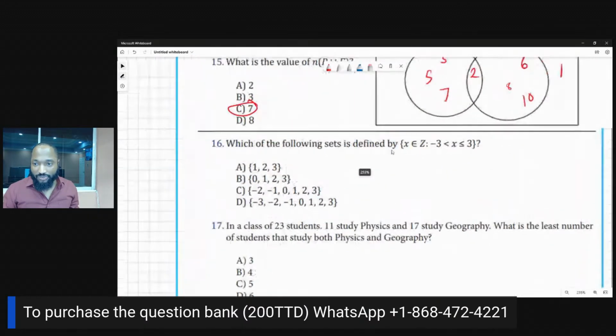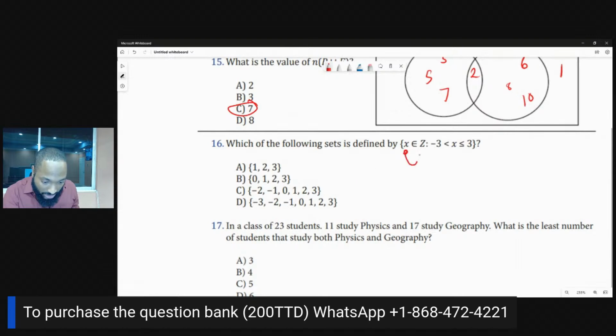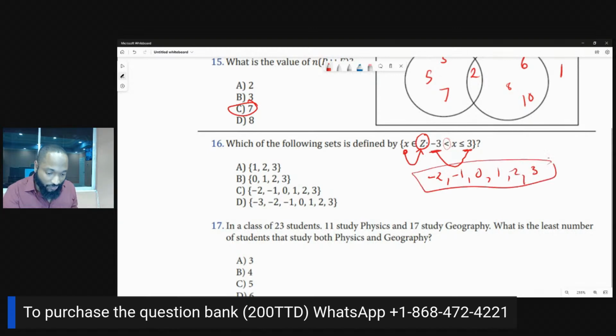Which of the following sets is defined by x belongs to the set of integers and it spans from -3 to 3? But watch this symbol carefully. This means don't bother to include this because it's not equal. It's just more than this. So I need to start at -2, -1, 0, 1, 2, and stop on 3. Include that. So I'm looking for this. Where is this? Here. The answer is actually C, not D, because they say don't include.